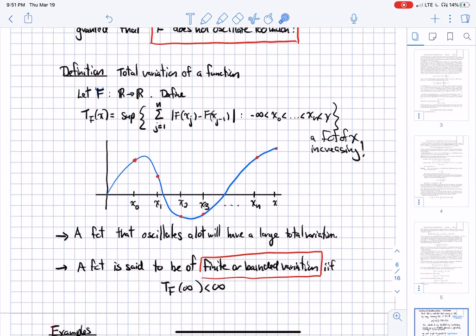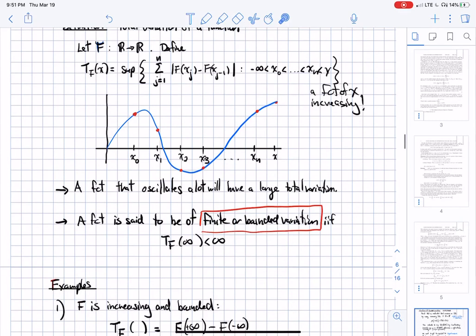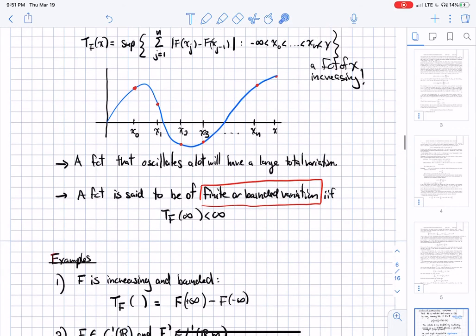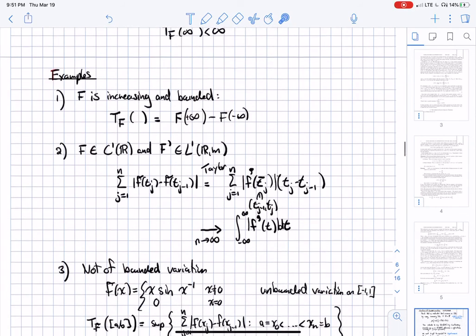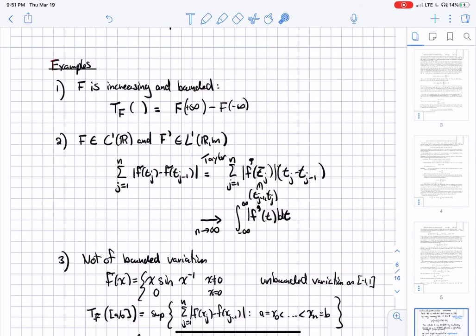Now, a function is said to be of finite or bounded variation if, as x goes to infinity, this is finite. So these are functions of bounded variation. Let's look at examples. The definition might seem abstract, but always think in terms of oscillation. What we're measuring here is the difference of height going up and down. It's like going up and down, but you're just keeping track of the altitude change.